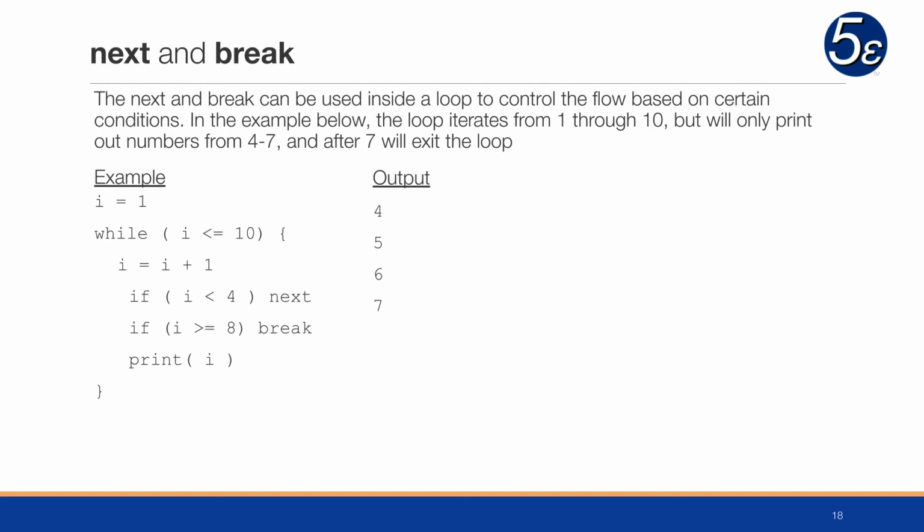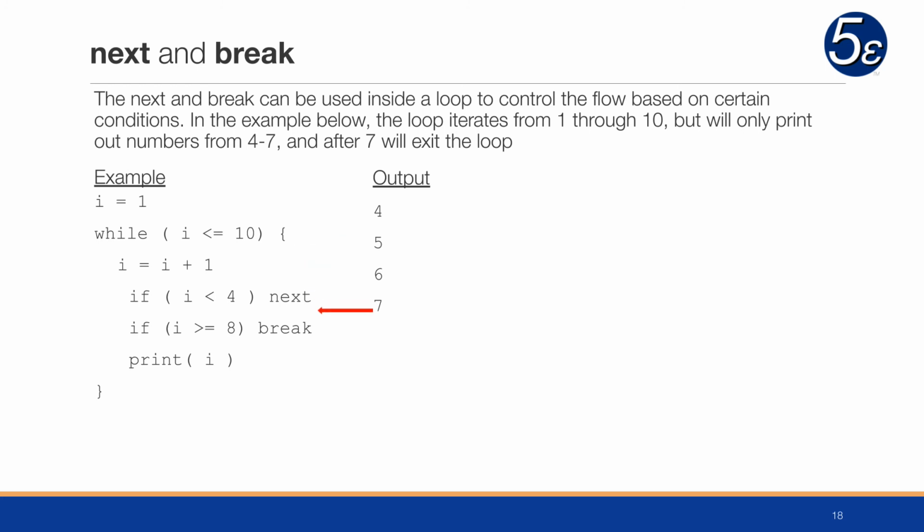In the example below, the loop is going to iterate from 1 through 10. We see that because we initialize i equals 1, and the loop goes while i is less than or equal to 10. But this loop will only print out the numbers 4 through 7, and then after 7, it will exit the loop. So here we see i is equal to i plus 1. If i is less than 4, next. If i is 1 or 2 or 3, it will hit the next statement and it will jump back to the top of the loop.